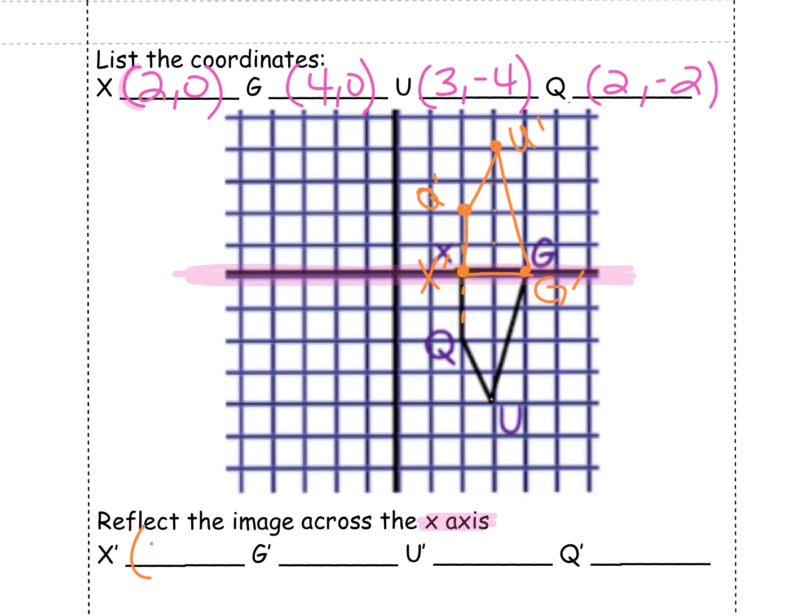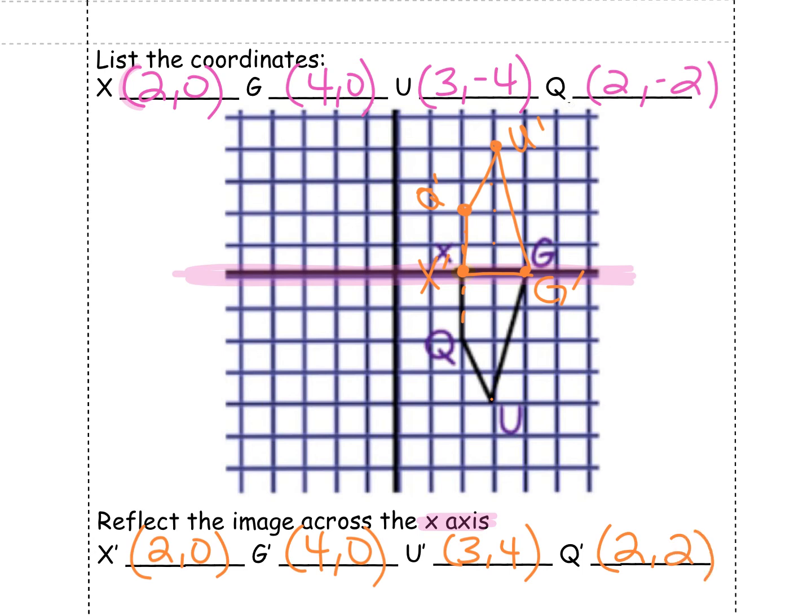When I rewrite my new coordinates, I already said x and g prime are going to be the same. X prime is still at 2, 0. G prime is still at 4, 0. U prime has moved. U prime is now at positive 3, positive 4. And Q prime is at positive 2, positive 2.